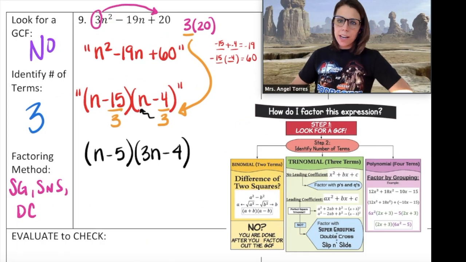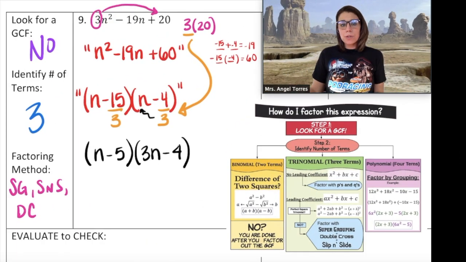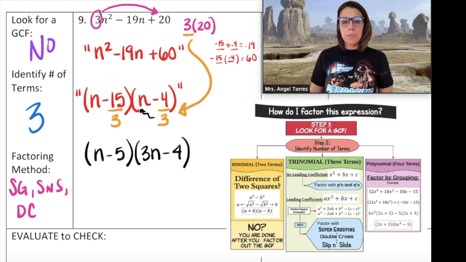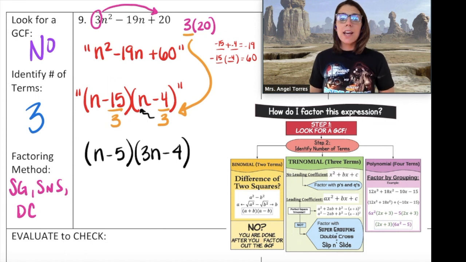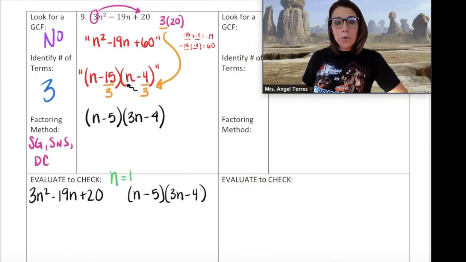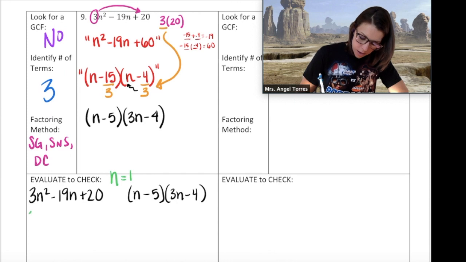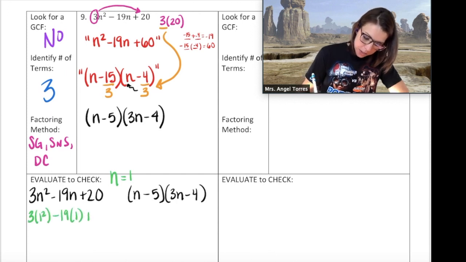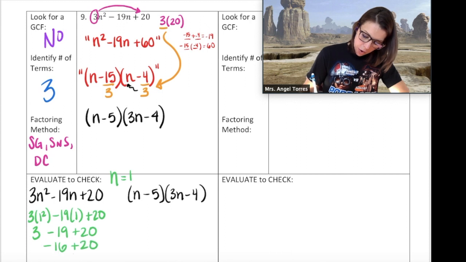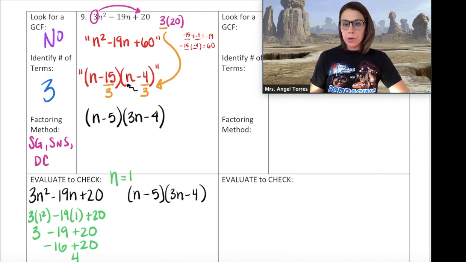Okay, so I chose to factor this using slip and slide, but had you used supergrouping, you still should have ended up with your binomials of n minus 5 and 3n minus 4. Let me go ahead and set up my evaluate check. Here we go, evaluating both when n equals 1. 3 times 1 squared minus 19 times 1 plus 20 is 3 minus 19 plus 20, which is negative 16 plus 20, or 4. So the first expression has a value of 4.